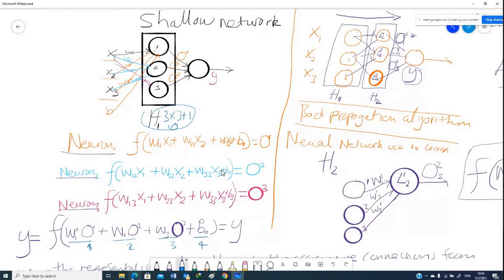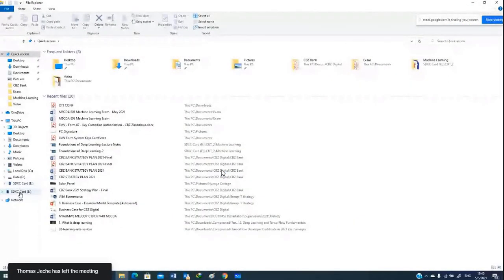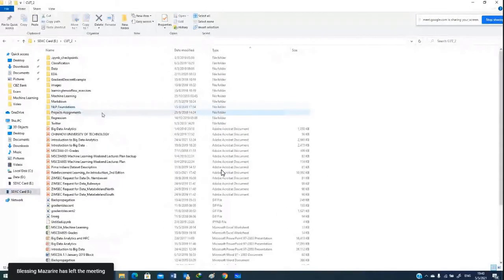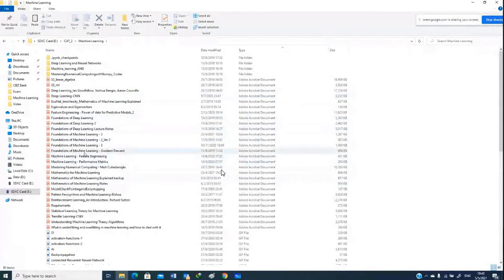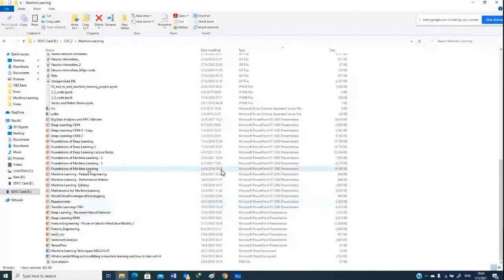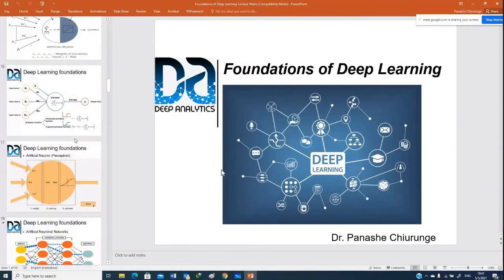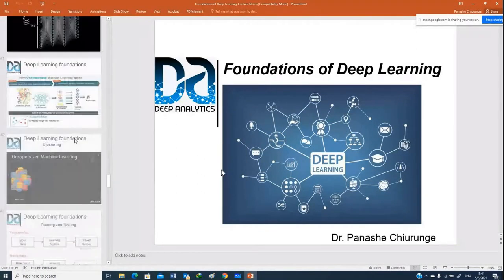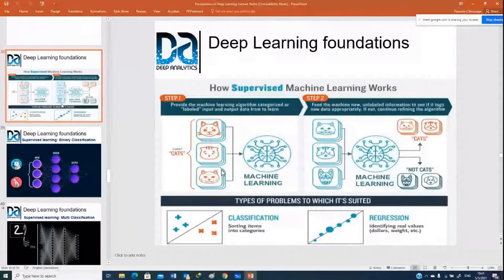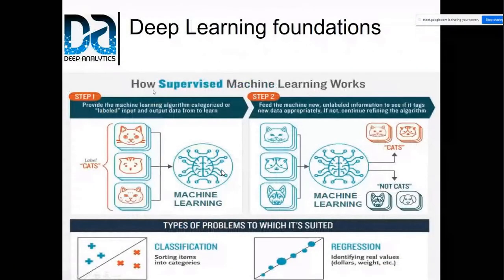So to answer the question further, let's look at back propagation. Let's look at the back propagation algorithm from where we left off yesterday. All right, so we were here yesterday. You can see my slide, yes? Yes, we can see.